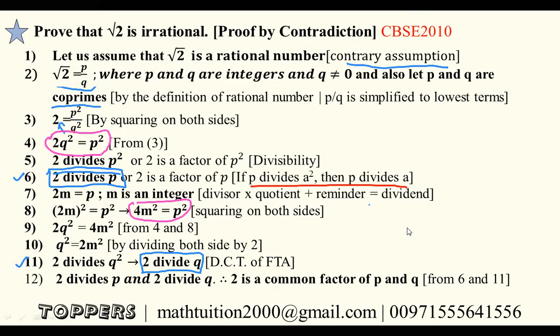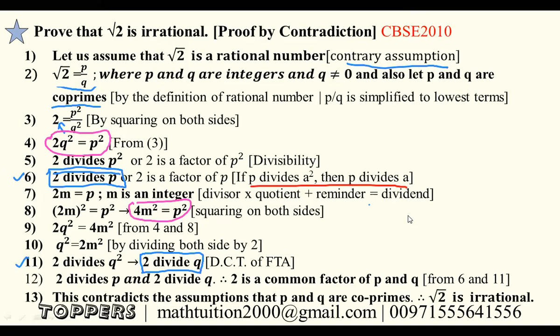What is the meaning of that? We have considered P by Q as co-prime. We have considered that they have only one common factor. So this contradicts the assumption that P and Q are co-primes. In the starting, we assumed that they are co-prime. Therefore, root 2 is irrational. Therefore, root 2 is irrational. So we have proved. Clear? Methods are clear?